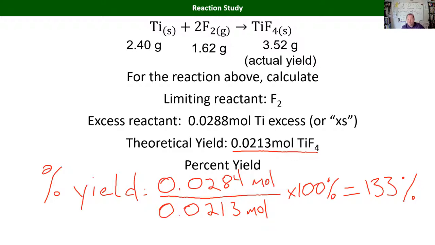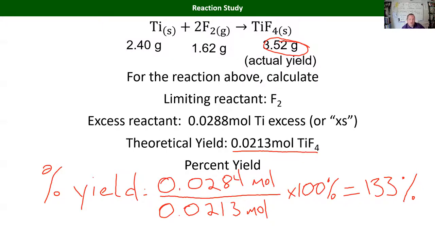It could be something as simple as you didn't wait for your product to dry all the way before you weighed it. So maybe this 3.52 grams is actually partly made up of water. That would throw things off, right? That would make your mass look bigger than it actually was. And so you can absolutely measure something as more than 100% yield, even though technically it's not possible to actually get more than 100% yield.